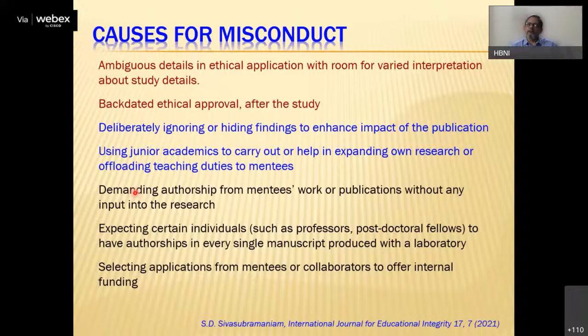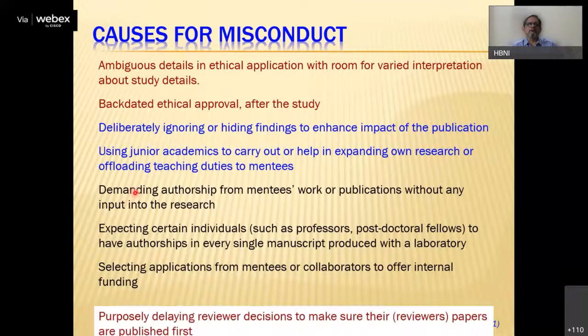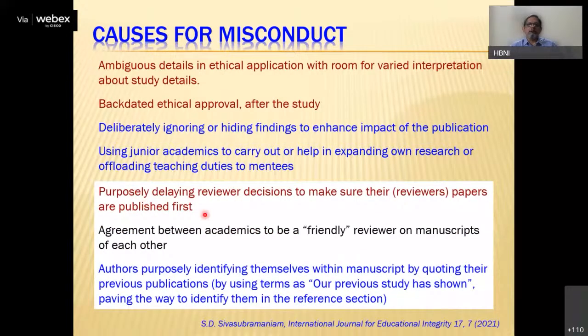And then selecting applications from mentees or collaborators to offer internal funding. So this is like a financial conflict. Okay. And so these are the different types of misconduct and causes for these misconducts. Then you can also purposely delay reviewer decisions to make sure that their own papers are published first. This I had talked about in the earlier slides. Then agreement between academics to be friendly reviewer on manuscripts of each other. So simply I scratch your back and you scratch my back. So you are the reviewer for your friend and your friend is the reviewer for yourself.